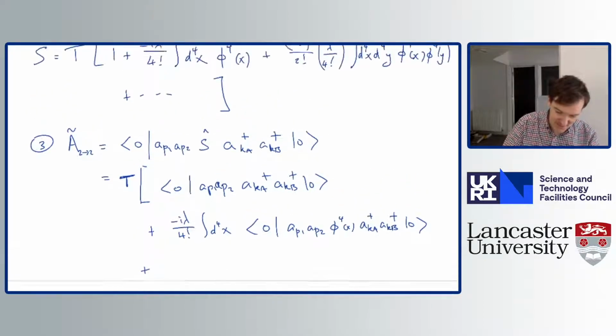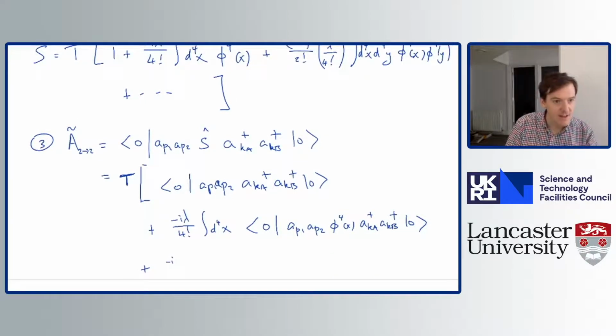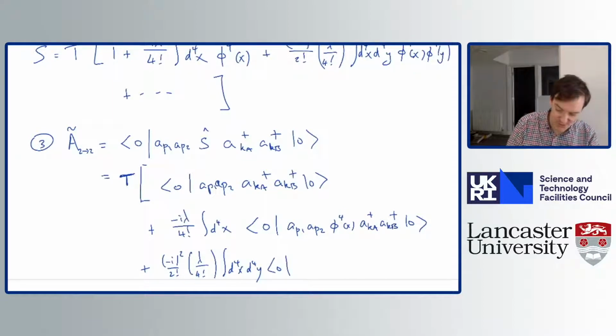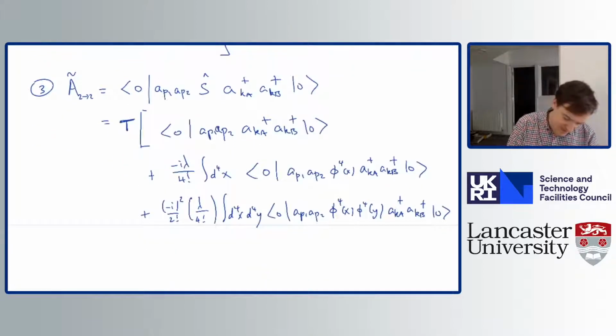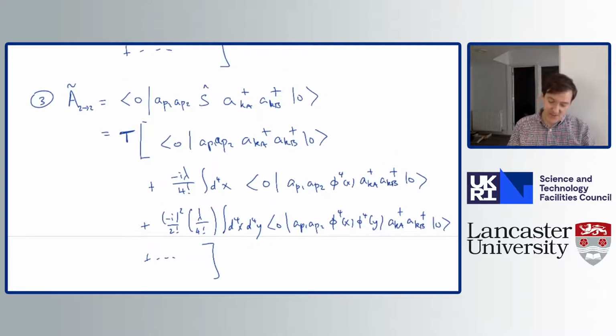So the next term is going to be minus i squared over 2 factorial, lambda over 4 factorial. We would have a d^4x, a d^4y, 0, a_p1, a_p2, and now we have x and y, so many more fields appearing between our vacuum states. And as I said, you just keep going with this systematic approach. But what you see here is that we have terms that are ordered by this parameter lambda. So our coupling constant is acting as an expansion parameter.